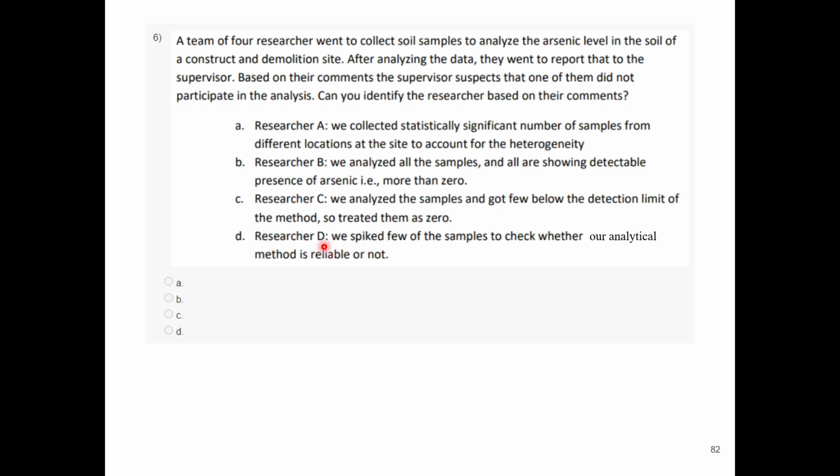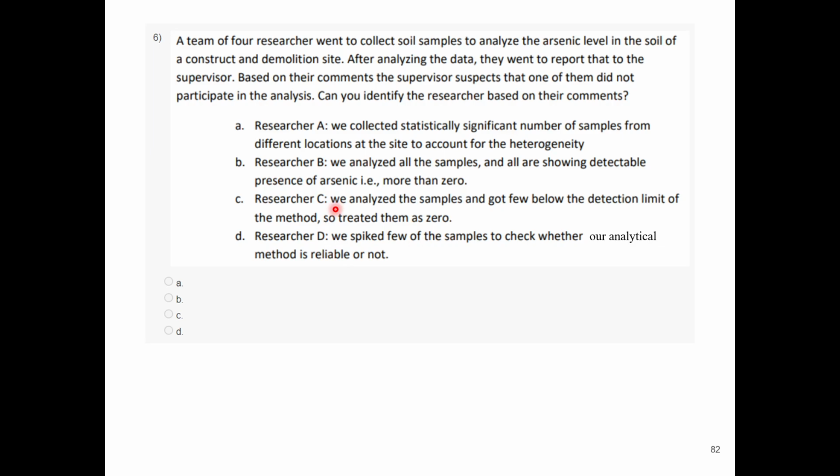So let us see researcher D. We spiked a few of the samples to check whether our analytical method is reliable or not. So that is the correct way of checking the analytical method by spiking, that is, adding a known concentration and then seeing whether the increase is correct or not. So that is the correct way to find that out. So researcher D is also correct, which means he or she has also participated in the investigation.